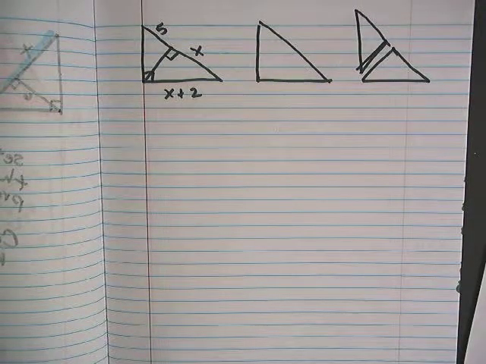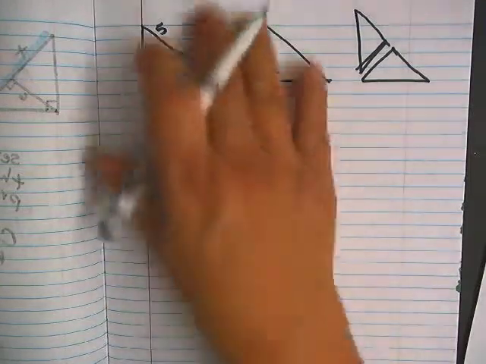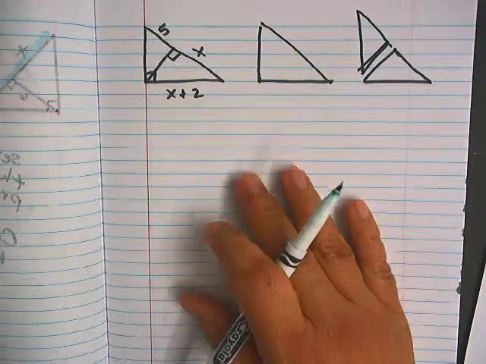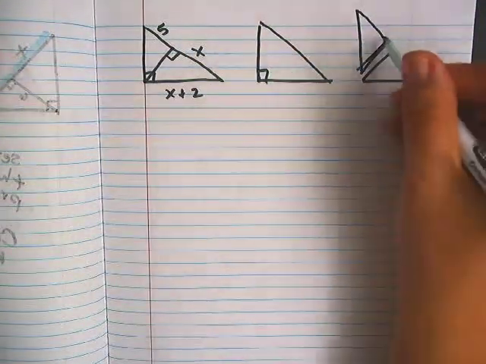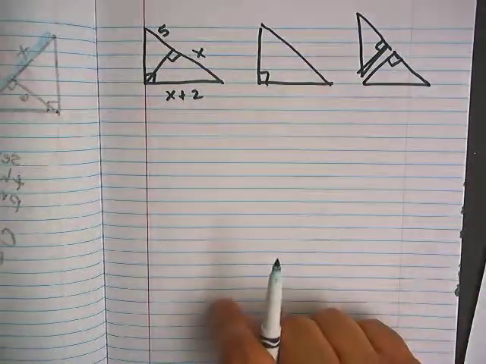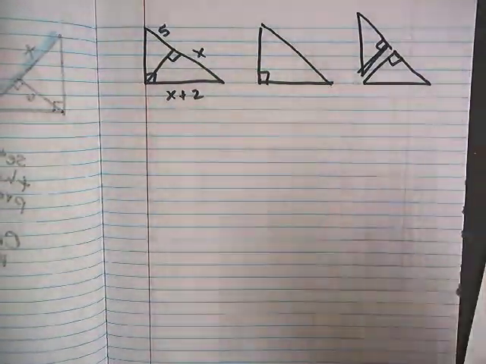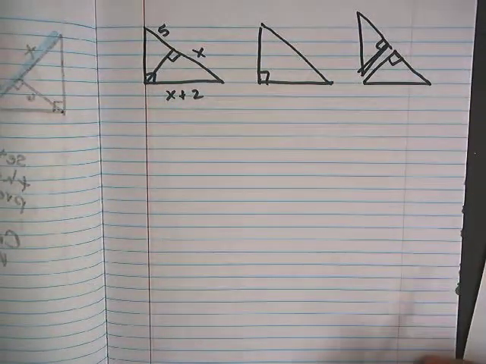Now this is a more challenging pre-AP style example. So here's my problem. I want to find x. So the first step is to draw out my triangles. I went ahead and drew the big triangle and the little triangle pieces. So this piece went over here, that piece went over there. Notice how they're still oriented the same.